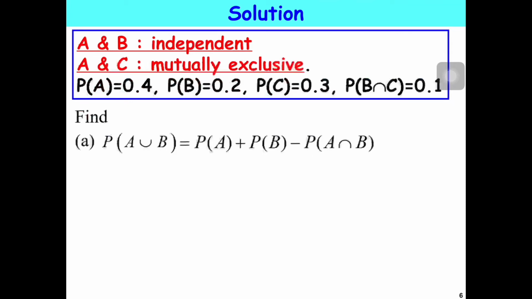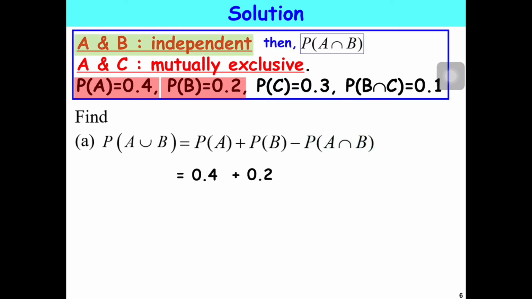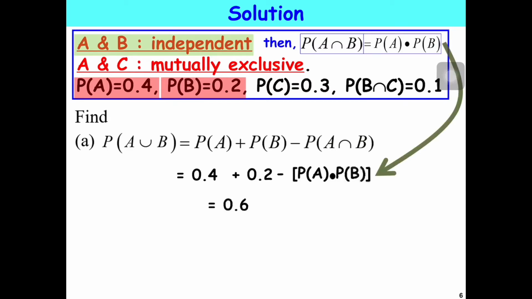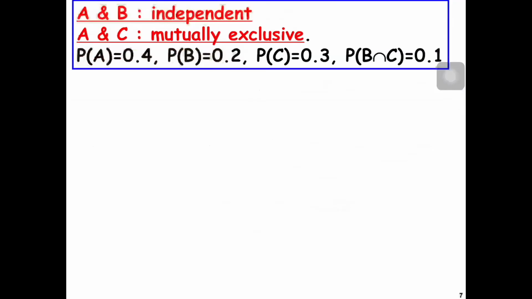So from the formula, probability A plus probability B minus probability A intersect B. So substitute the value of your probability A, 0.4, probability B, plus 0.2, and the value of probability A intersect B. Because we know that A and B are independent events, the probability A intersect B equals probability A multiplied with probability B. So 0.4 plus 0.2 will equal 0.6, minus probability A, 0.4, multiplied with 0.2, your probability B. So 0.6 minus 0.08, calculate it, and you will get 0.52 for probability A union B.